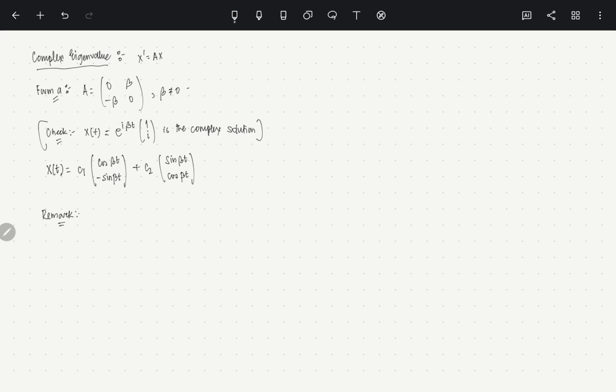Remark. Each of these solutions, or trajectories, whatever you want to call it, is a periodic function, right? Why periodic? Because it basically is sines and cosines. So it's periodic. And what is the period? It is 2 pi by beta. So it is periodic with period 2 pi by beta. Is it okay?